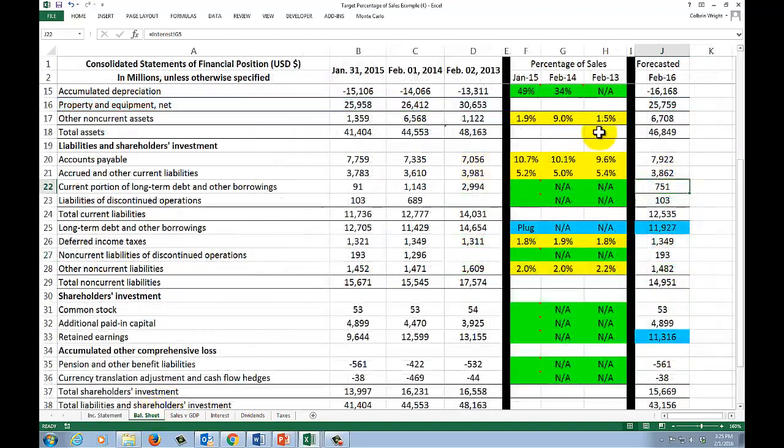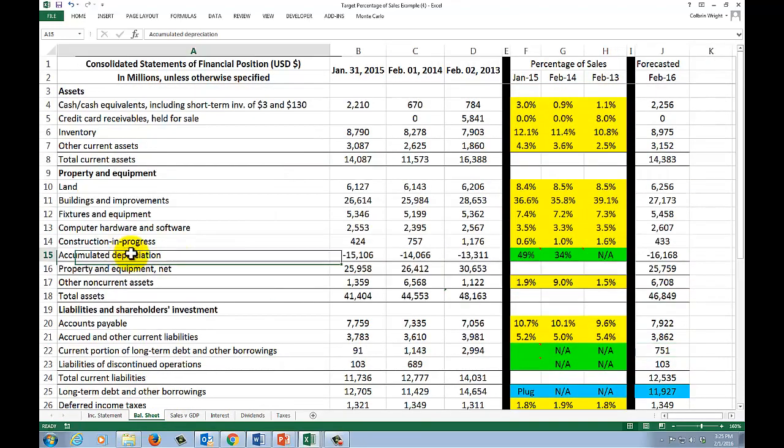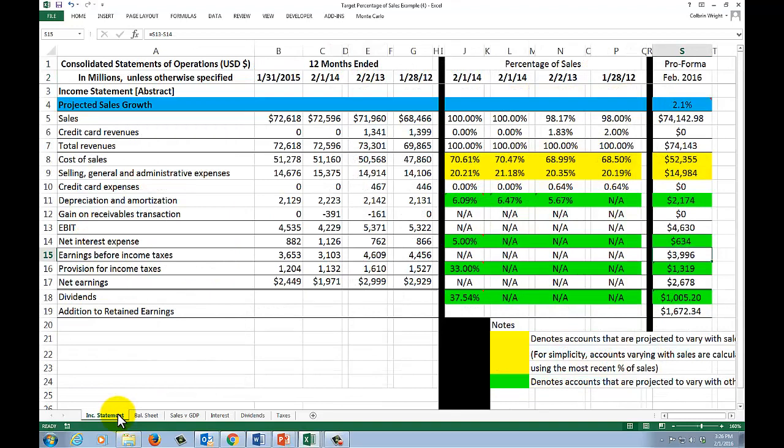So let's go to the balance sheet. All right. The first green account that's not varying with sales is accumulated depreciation. I want you to notice that accumulated depreciation has been going up by about $1 billion every year. So it hasn't really been moving with sales, is what I would say. And it hasn't necessarily been moving with depreciation expense. If you notice, in the period ending January 31st, 2015, depreciation expense was $2 billion.